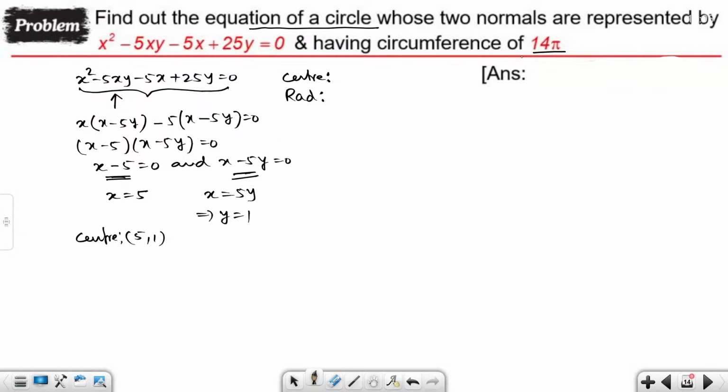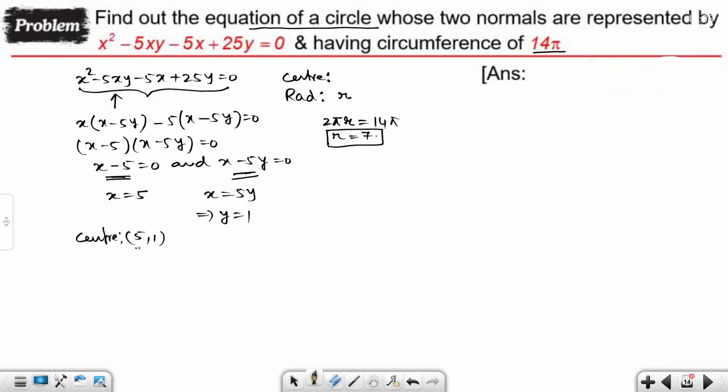Now for that they have given the second condition that the circumference of the circle is 14 pi. It means if I say that the radius is r, then we will write the circumference of the circle is 2 pi r, which is equal to 14 pi. So from here we can write that r is nothing but 7. Am I correct? r is nothing but 7.